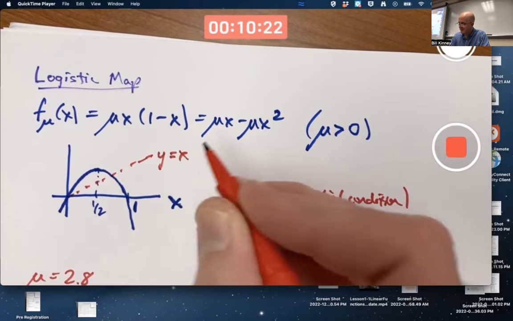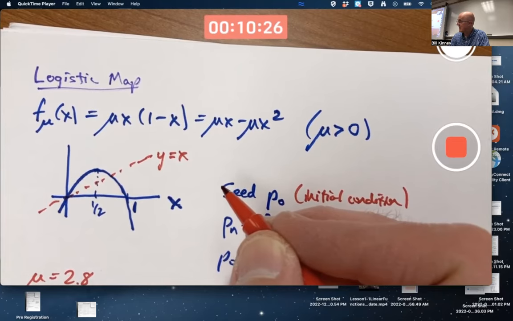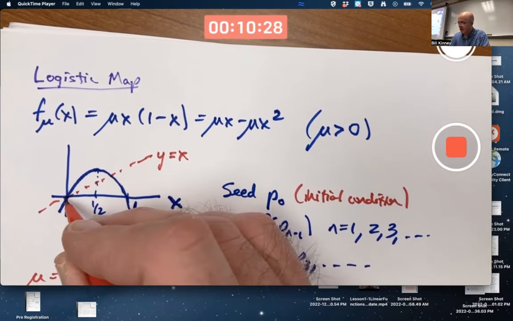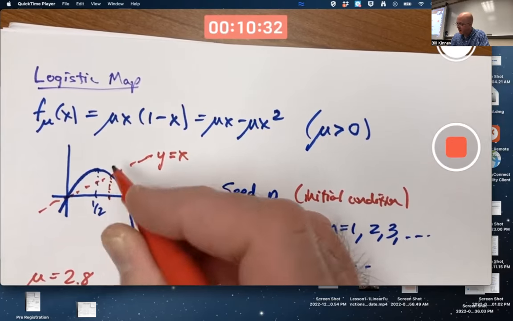Y equals X. Where does this function equal itself? Where does the input equal the output? Well, 0 is 1. It's converging evidently to this other one. This must be the 0.643.